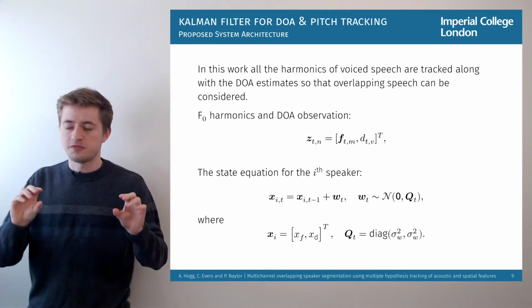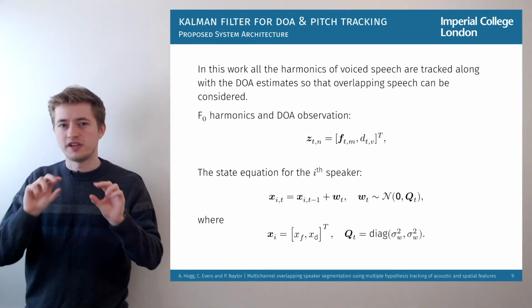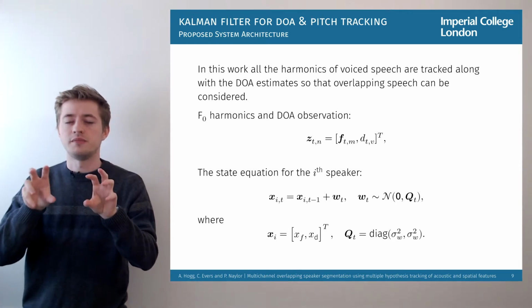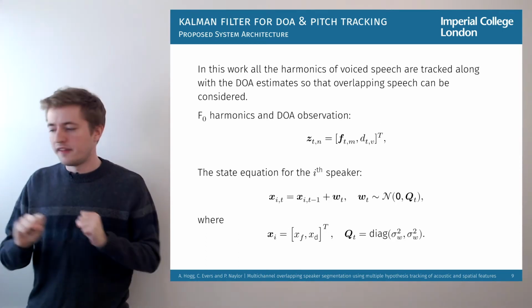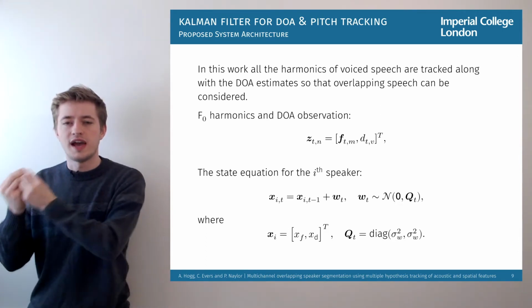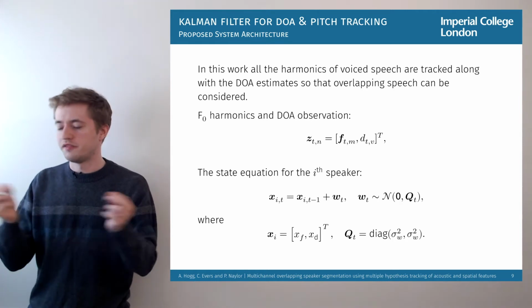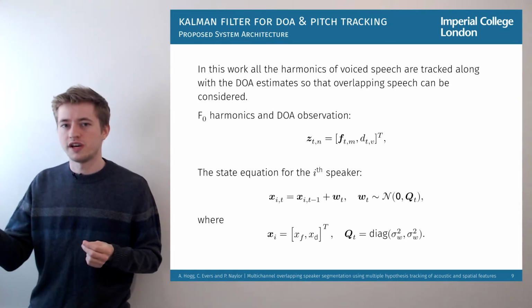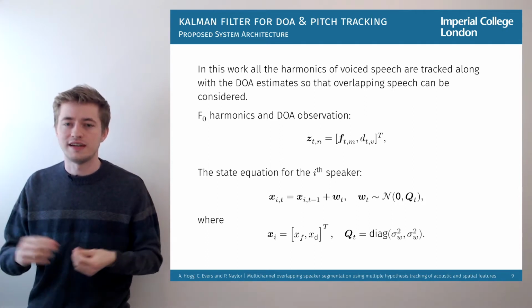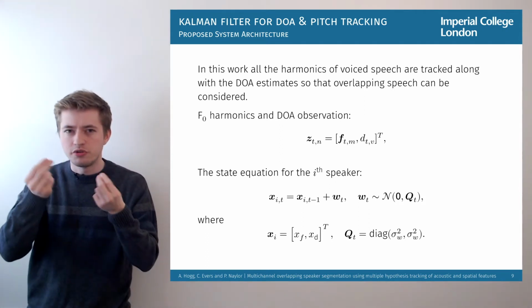So we first have a state space. At the bottom you can see it's an X, and that contains the fundamental frequency and the DOA estimate for that particular frame. Then we have an observation, but the observation contains all the harmonics and the DOA. That's why we have a vector F and then a single scalar value D, which is the direction of arrival for the observation Z. How do we relate those two together?